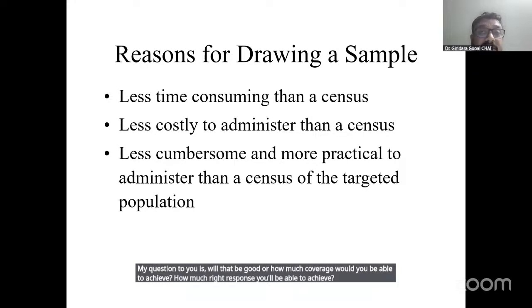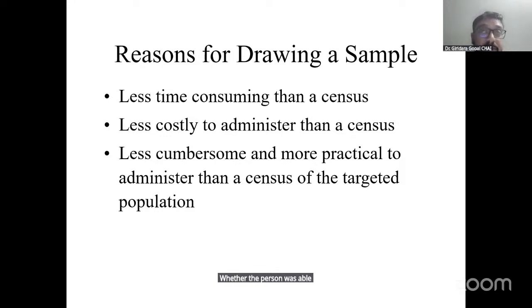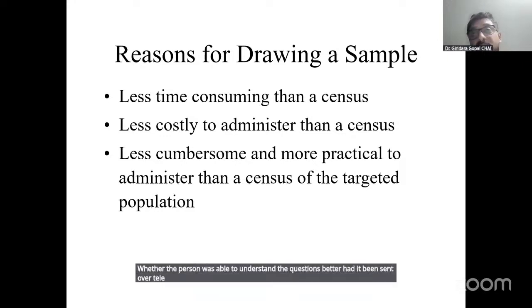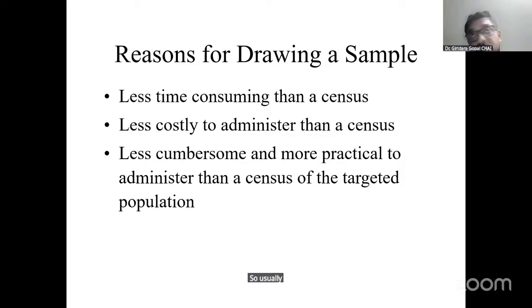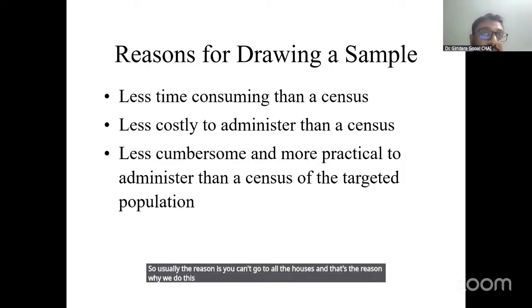Whether the person was able to understand the questions better had it been sent over Telegram, WhatsApp, and all these kind of funky technology innovations, or should you be in person so that you explain the research, you explain the question so that the person understands it and then gives you response, right? So usually, the reason is you can't go to all the houses, and that's the reason why we do this, because it's less time consuming.